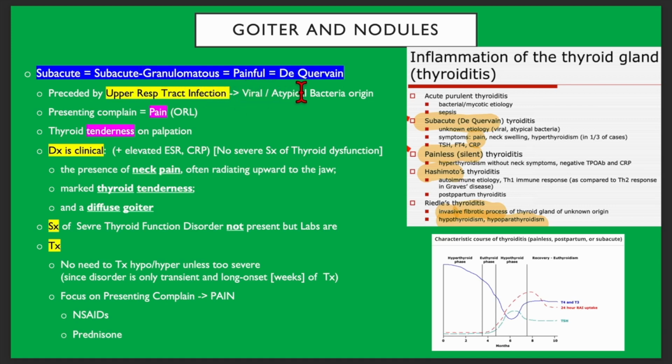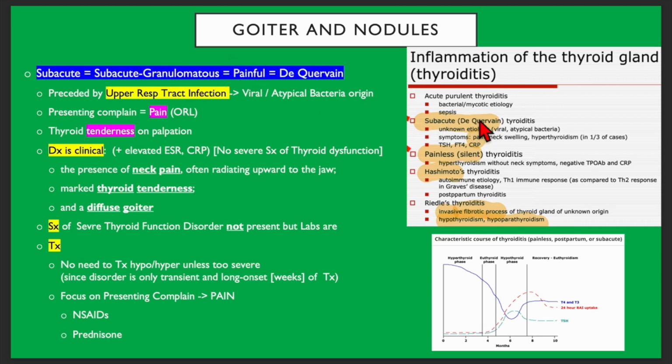which can be some virus or some atypical bacteria. And then after these upper respiratory tract infections, they have thyroid tenderness on palpation and pain. So they go to the otorhinolaryngologist, the ORL, the ENT doctor, complaining of this pain in their throat, in their thyroid basically. And when you touch there, it's tender. So that's why it's called the painful one.